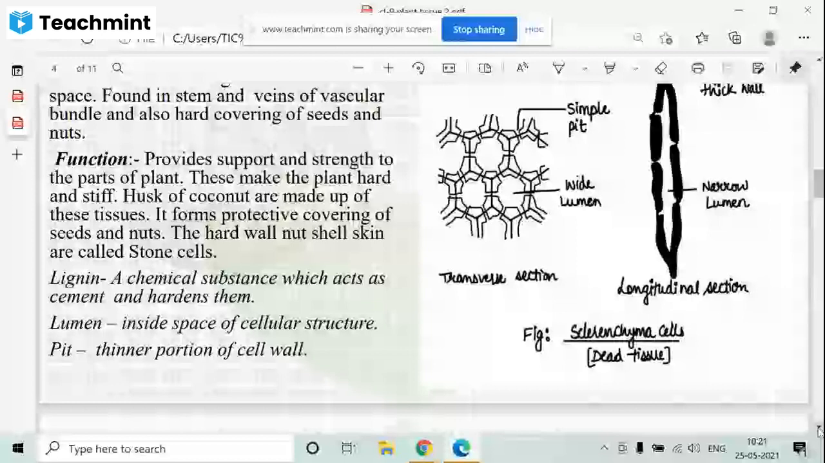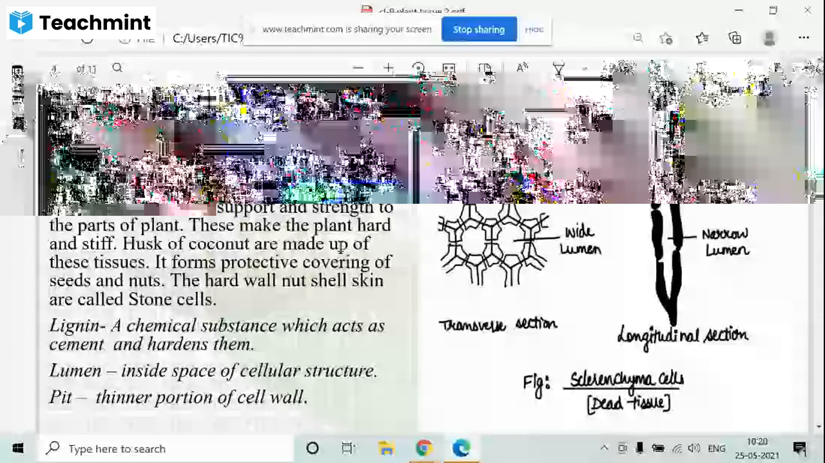Maybe yes. The water hyacinth. They have aerenchyma and collenchyma both.